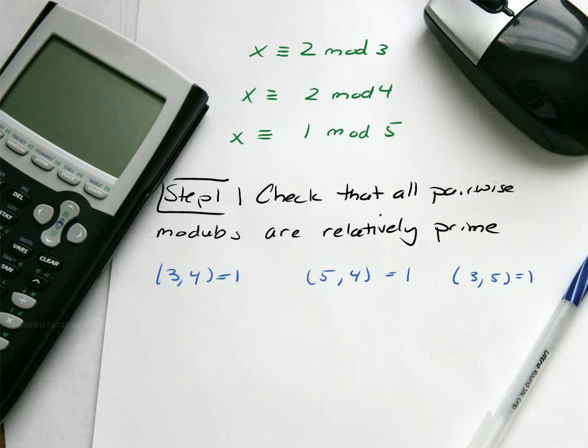Well, you don't have to check all of them, right? Because it's pairwise. I always forget. The greatest common divisor of 4 and 5 is the same thing as the greatest common divisor of 5 and 4. So you only have 3 things left to look at. Some of you are in combinatorics, right? So you're doing this. So that's checked.